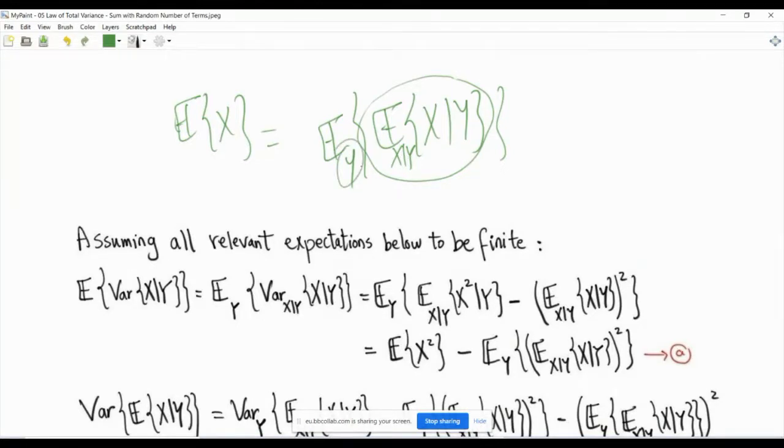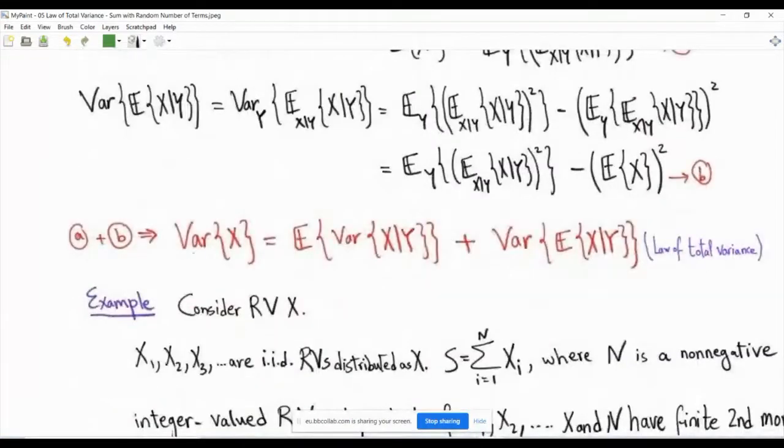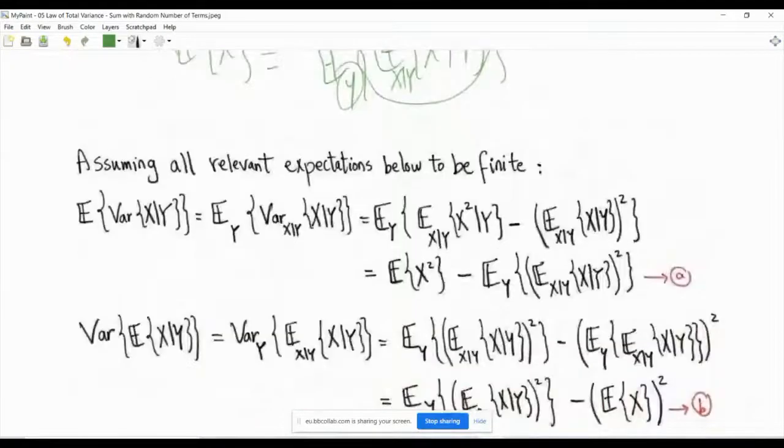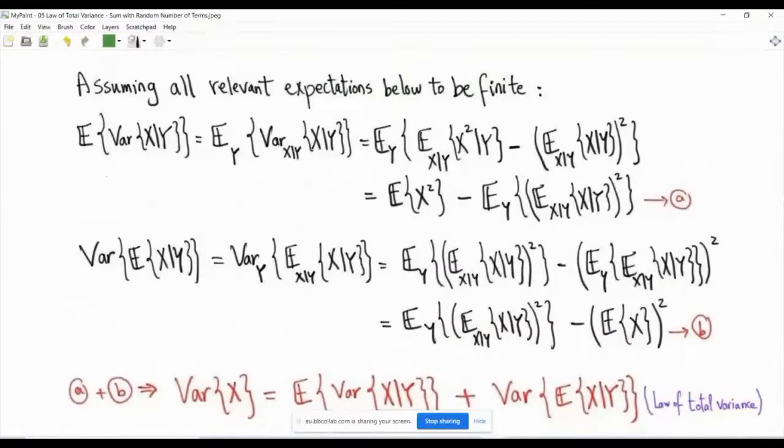Now what about the variance? The variance has this formula here, which is called the law of total variance. Again, it looks complicated, but it's useful, as we'll see. But let's derive this formula. Okay. So what is the expectation of the variance of x given y?